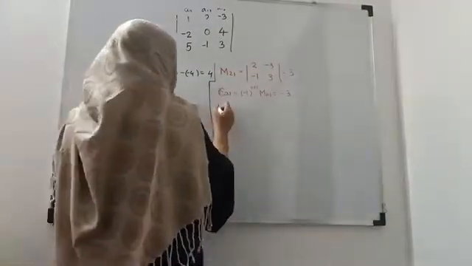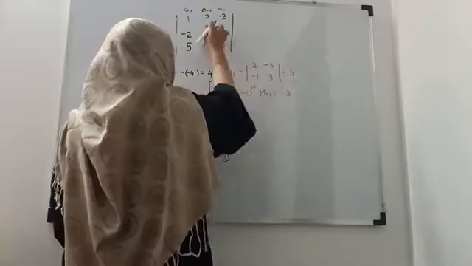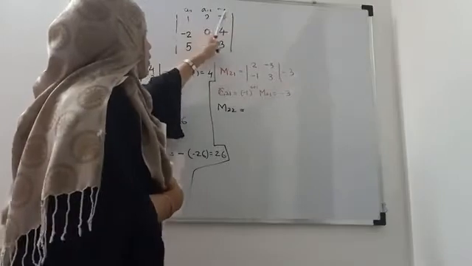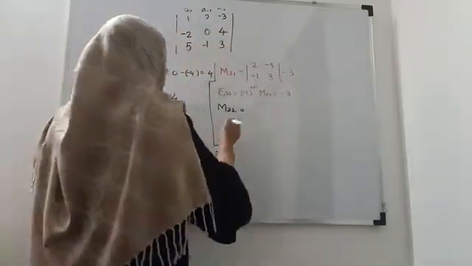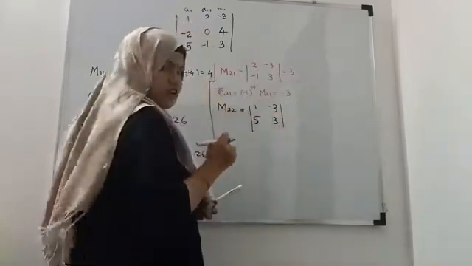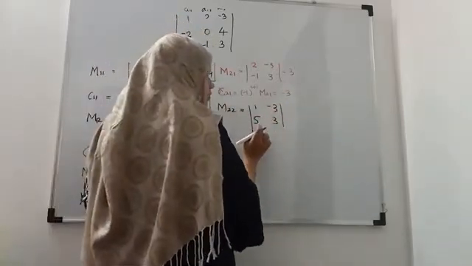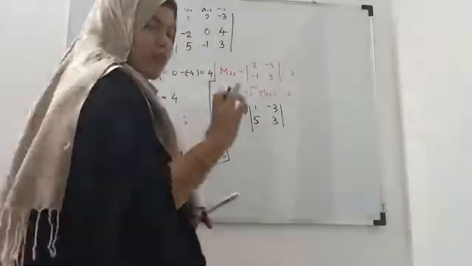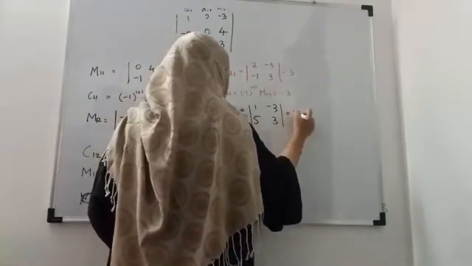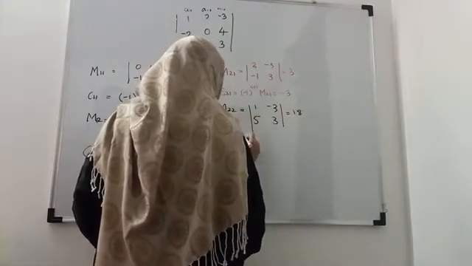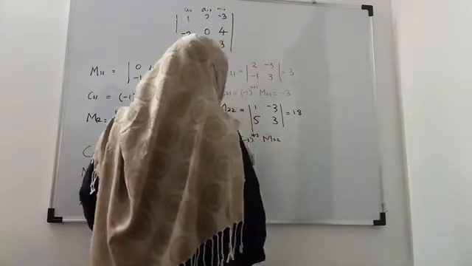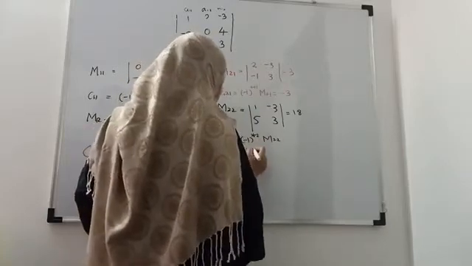Now we will find out M22, the minor of the middle element. For that, the second column and the second row will go away. We are left with 1, 5, minus 3 and 3. 3 into 1 is 3, minus 3 into 5 is minus 15, so minus 15, plus 15 and plus 3 is equal to plus 18. So C22 will be minus 1 raised to 2 plus 2 into M22, which is equal to minus 1 raised to 4, that is 1, and it is 18.